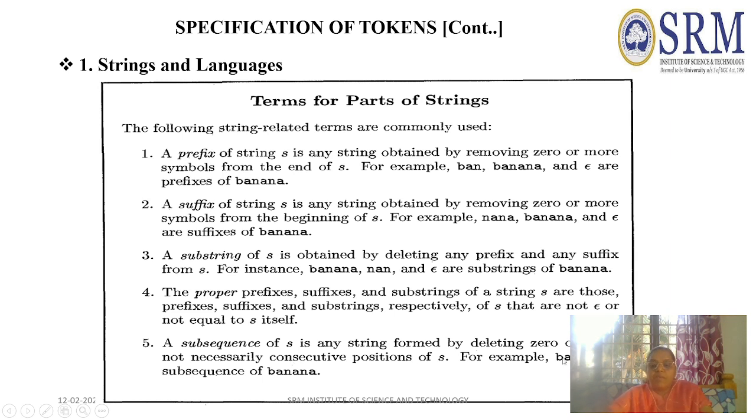But in subsequence, it is not necessary that consecutive positions are to be eliminated. Say for example, BAN is a subsequence of banana. Why? B is there, A is there, N I removed, and AN I have, and A. It is not necessarily consecutive in nature. So this is called a subsequence. These are the 5 string related terms: prefix, suffix, substring, proper prefixes, suffixes, substrings, and then the subsequence of S. Of any string you can have these.